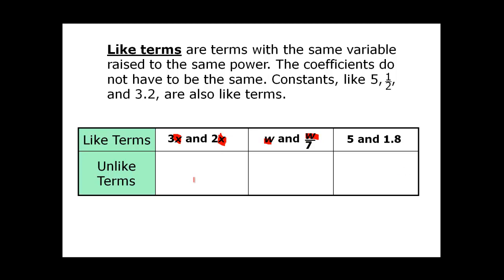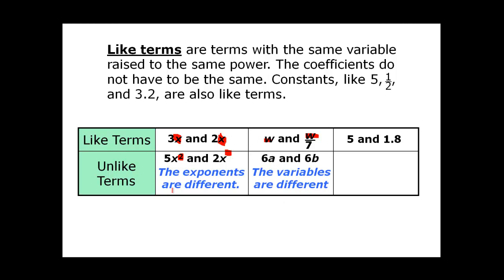What's the meaning of unlike terms? Unlike terms: if the exponent is different, here this is 1 and this is 2, so they are different. If the variables are different, if I have a and b, I cannot combine a and b. And if I have one term containing only a variable, like 3.2 and n, they are unlike terms.